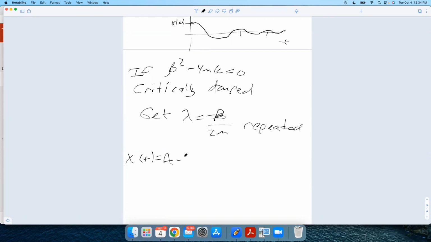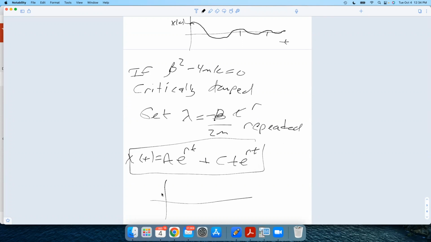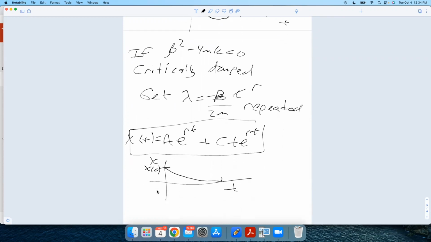So then our solution, x of t, we know what to do with a repeated solution. We'll get a e to that thing. Let's call that r, e to the rt. Plus then we pick up on our second solution. Oh yeah, I said I was going to call this c. On our second solution, we pick up an extra t because we have a repeated root. And this solution is going to look exactly like overdamped. Critically damped is just the very first overdamped.